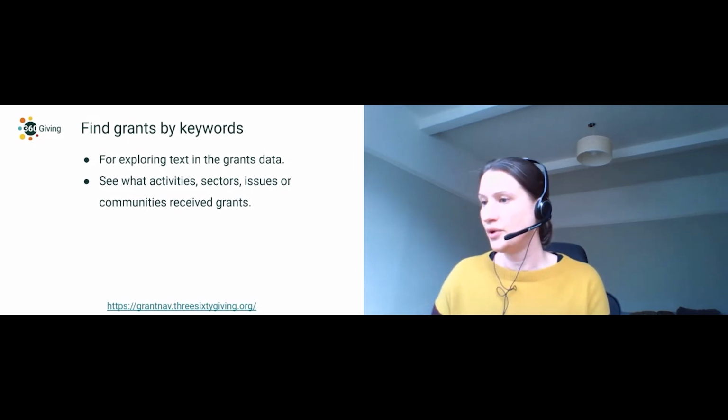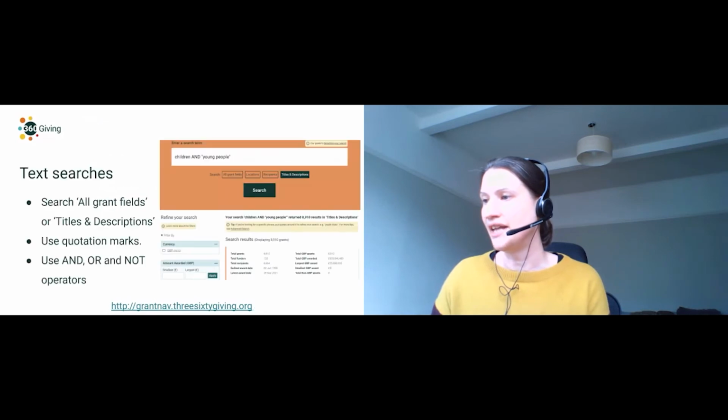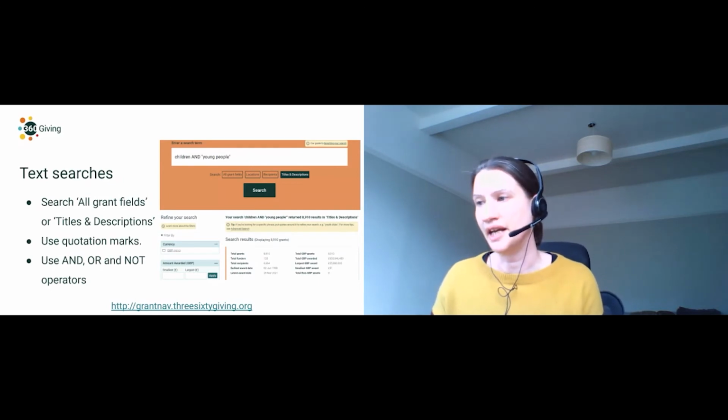As with recipients and locations, you can start by searching all fields, or you can filter by just title and description text only. This is focusing on the core parts of the data which the funder uses to explain the purpose of their grant. Again, you use quotation marks to help make your search specific, and also other operators that can help you get the relevant results you want.